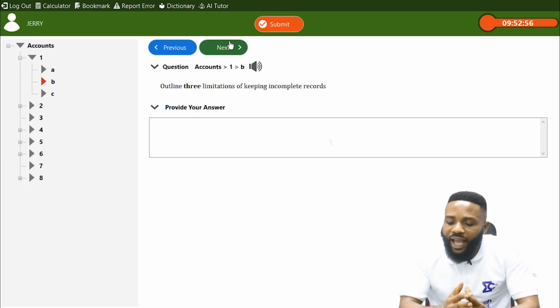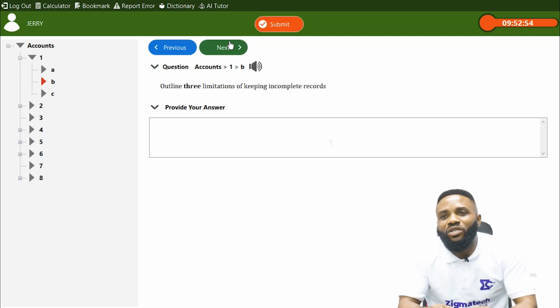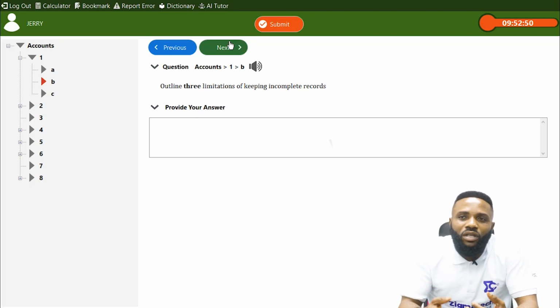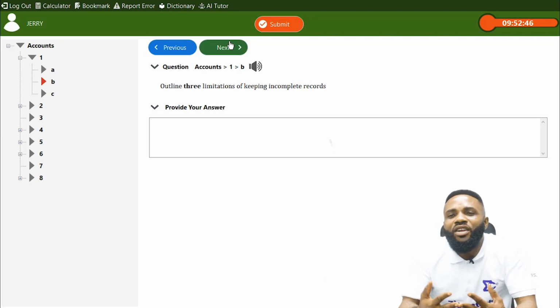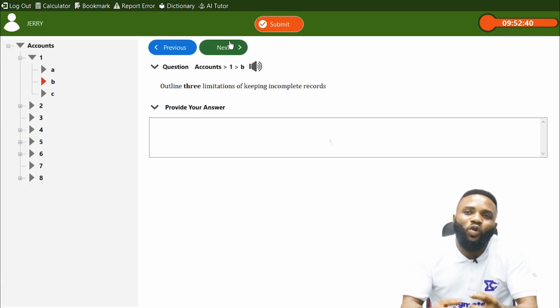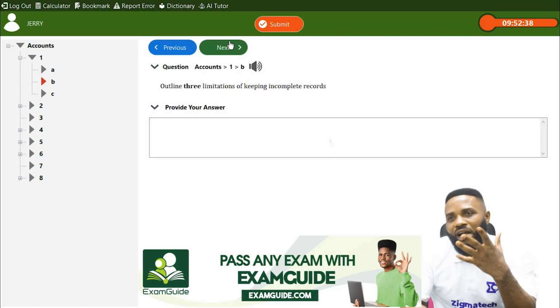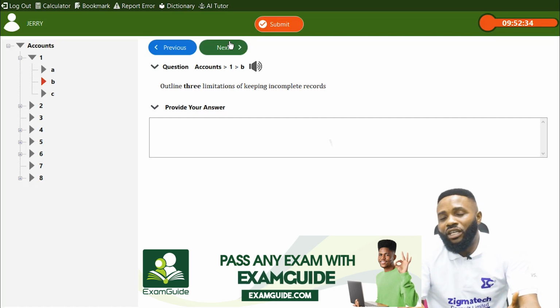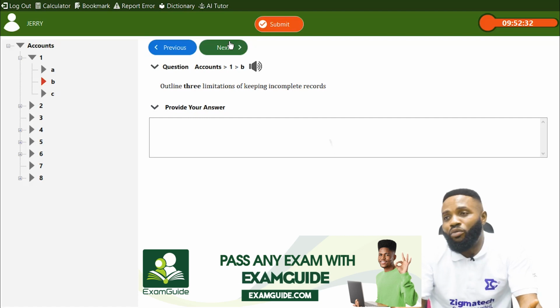Number two, the accuracy of any account cannot be verified. Every account that is prepared is expected to be verified. So when your records are not complete, it will be difficult to verify the account. The account you are preparing is not based on double entry bookkeeping.